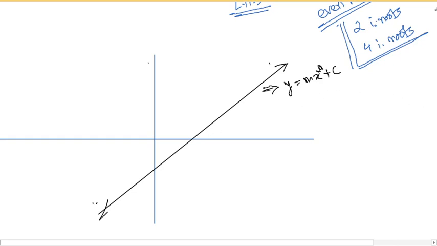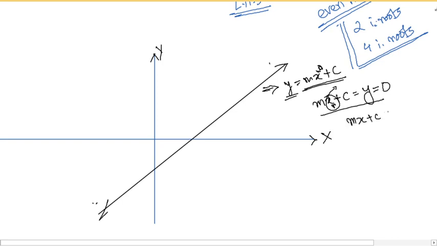And what does this root indicate? If this is the y-axis and this is the x-axis, the root indicates the value of x for which y will become 0. This function of x, or y, will become 0 for that value of x, and that will be called the root of this equation. mx plus c equals 0. The root of this equation will be the value of x for which this is satisfied.